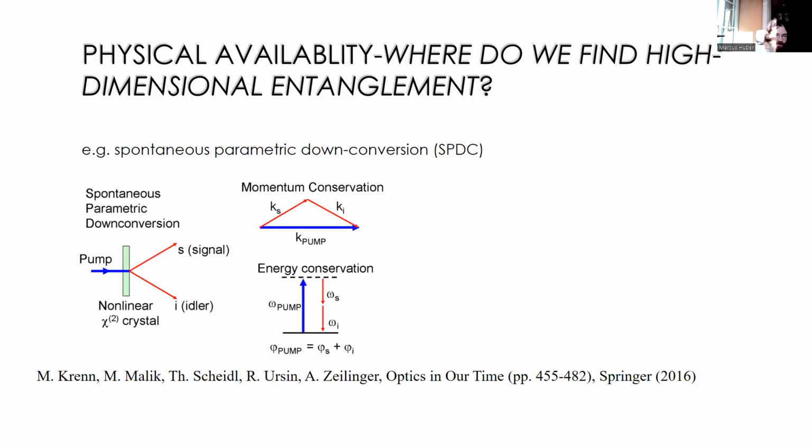Well, that's the easiest. Essentially, in the workhorse of quantum photonics, which is parametric down conversion, high-dimensional entanglement exists for a very simple physical symmetry reason, which is the conservation of momentum and energy.